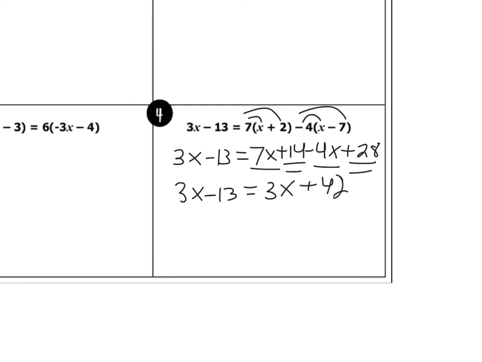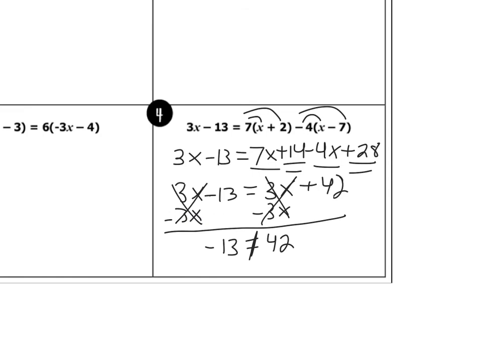Okay, then what would we do next? Get the variables on the same side. And if we do that, you would see that on both sides, we'd have the variables canceling out. So we'd be left with no variables. We'd just be left with two constants. We have negative 13 equals 42, which negative 13 does not equal 42. So this would be an example where we would have no answer, no solution. There's no possible x value that would work for this equation.